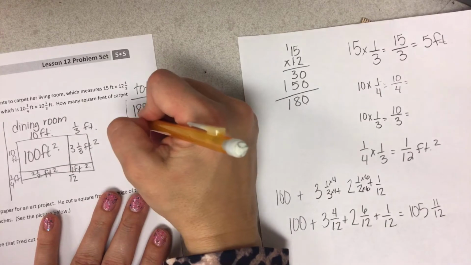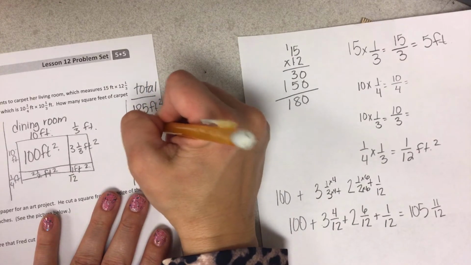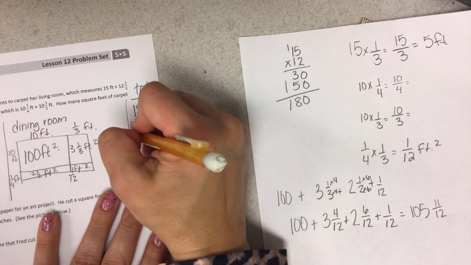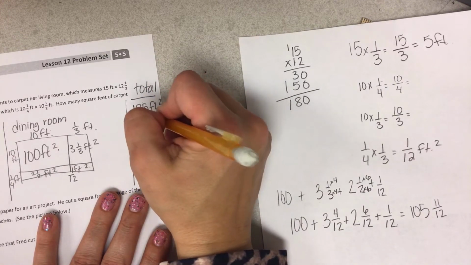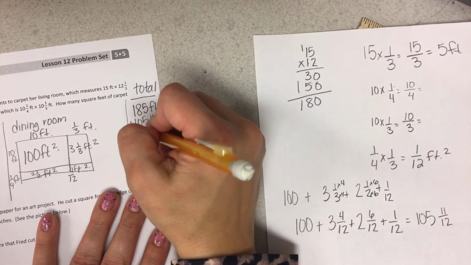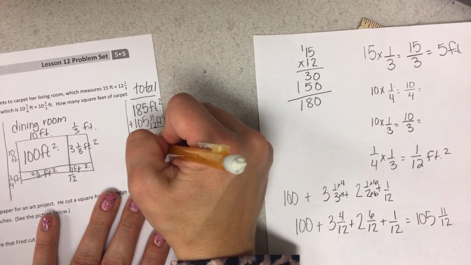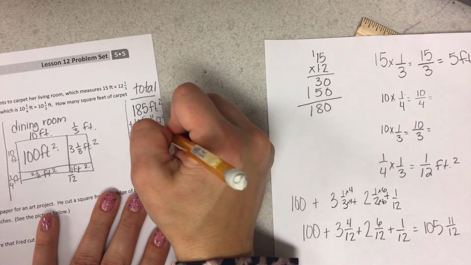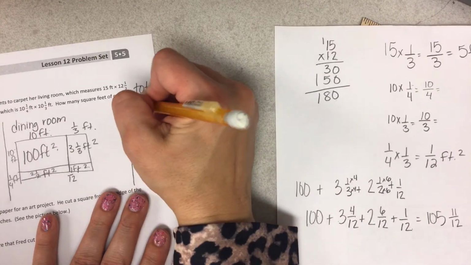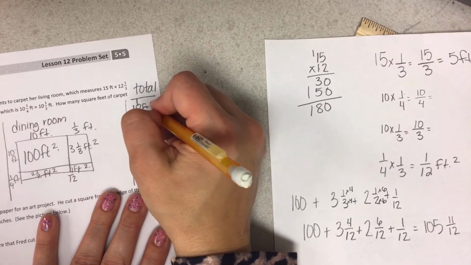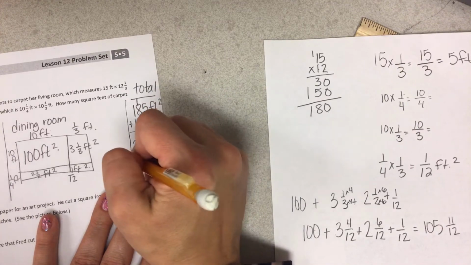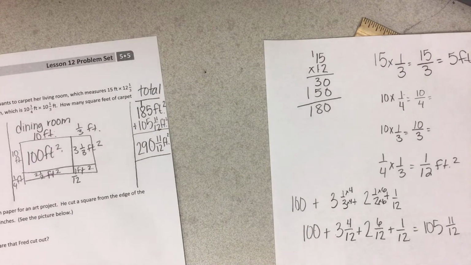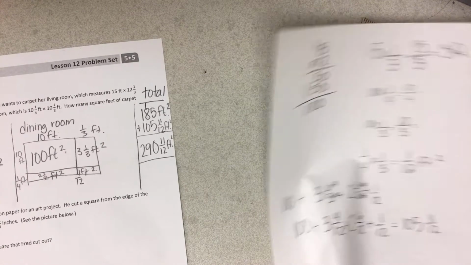So I just need to add 105 and 11/12 of a foot squared. And it's nice, I can just add up these whole numbers, and then I basically have this fraction here, because it's 0 plus 11/12, which would be 11/12. So I'm just going to put 11/12 squared. 5 plus 5 is 10. 8 plus 1 is 9. And then 1 plus 1 is 2. So she needs to get a total of 290 and 11/12 feet squared of carpet, okay?